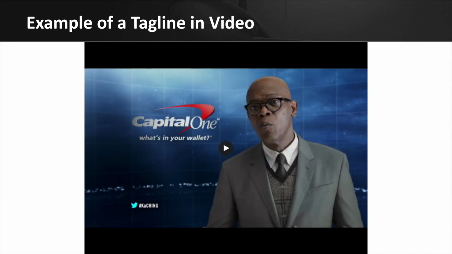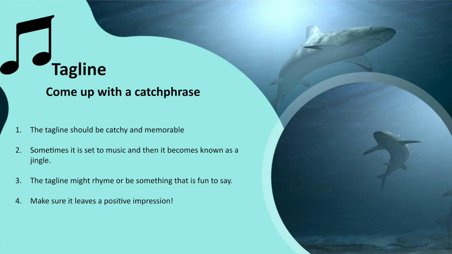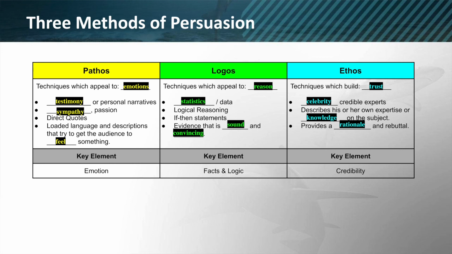I bet you know even more famous taglines. So now that we're getting ready to actually create your pitch, you need to think to yourself, what was the most effective type of persuasion? Remember, we talked about the 3 most used types of persuasion: pathos, logos, and ethos. Which one do you think is most effective? After you decide that, you're going to go on to create the 3rd part of your assignment for week 2. You need to plan your pitch. Good luck and happy inventing.